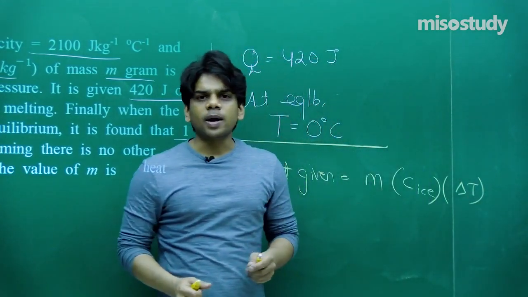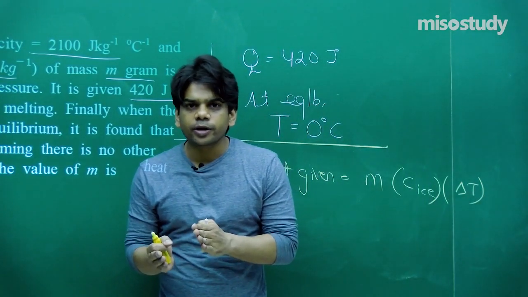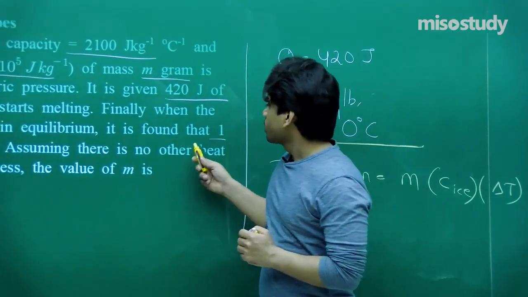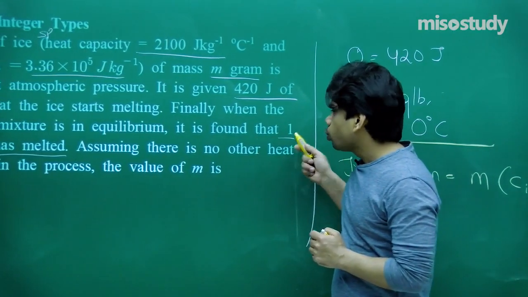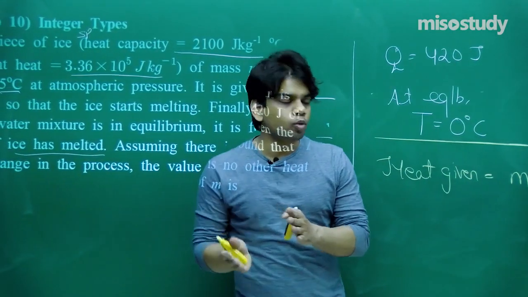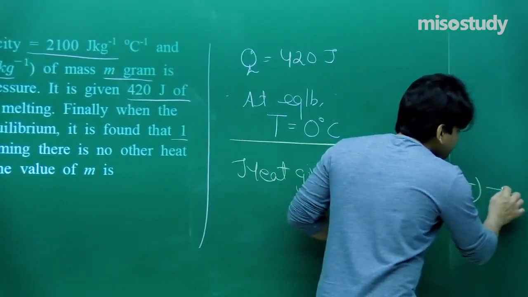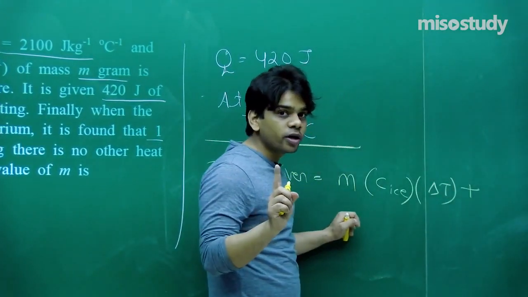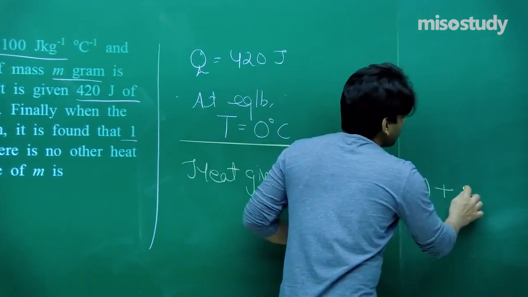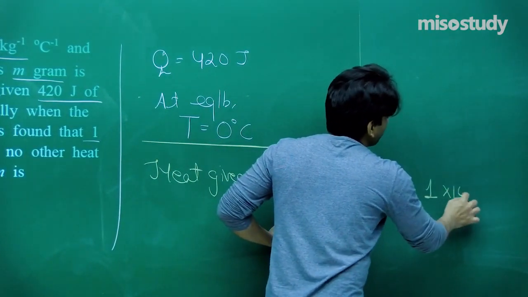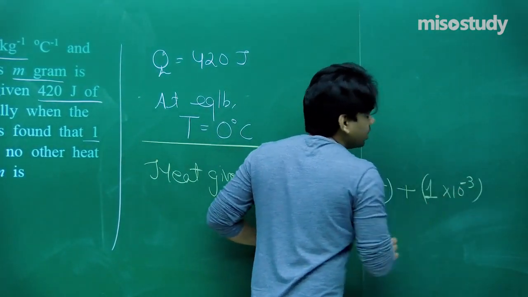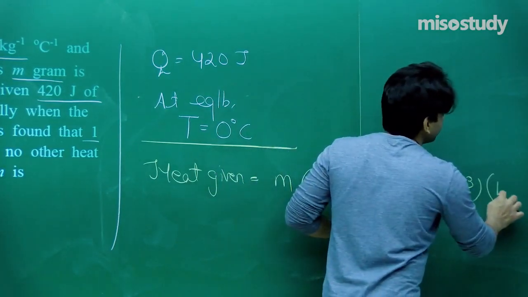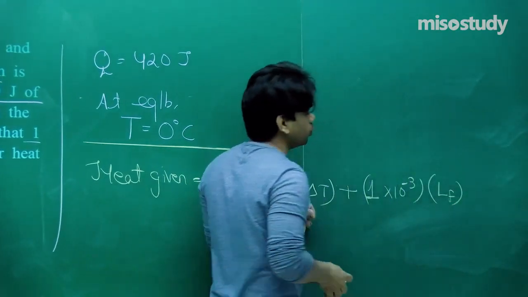Next thing, what is happening? 1 gram of ice is getting converted into water. That is what is given. It is found that 1 gram of ice has melted. It's converted into water. So plus, when ice is converted into water, you have to use m into L. So for 1 gram of ice, 1 into 10 to the power -3, that will be in kg, and latent heat of fusion of ice you have to use here.